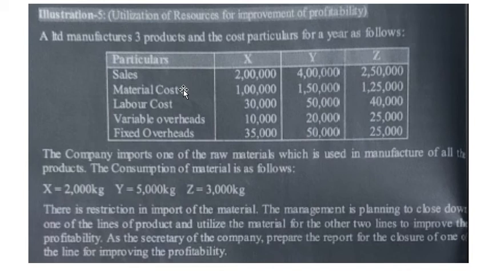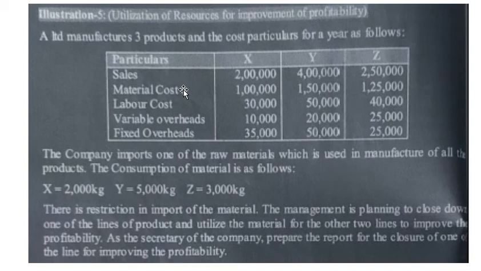The company imports one of the raw materials which is used in manufacture of all the products. The consumption of material is as follows: X utilizes 2000 kg, Y utilizes 5000 kg, Z utilizes 3000 kg. There is a restriction in import of the material. So the management is planning to close down one line of product and utilize the material for the other two lines to improve the profitability. As the secretary of the company, prepare the report for the closure of one line for improving the profitability.